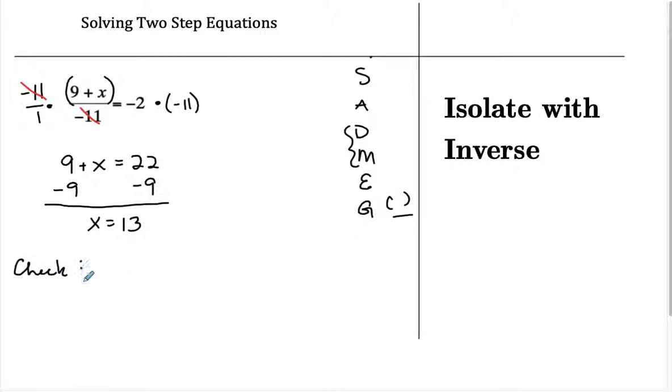I'm going to check my solution. Is 9 plus 13 divided by negative 11 equal to negative 2? Well, 9 plus 13 is 22, divided by negative 11, which is equal to negative 2. So negative 2 is equal to negative 2.